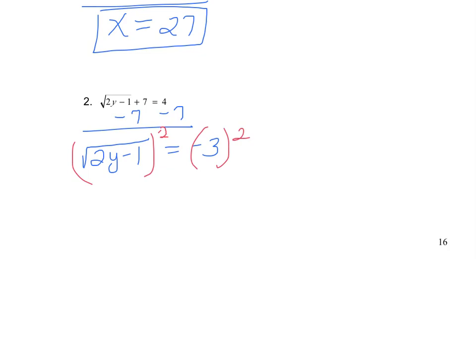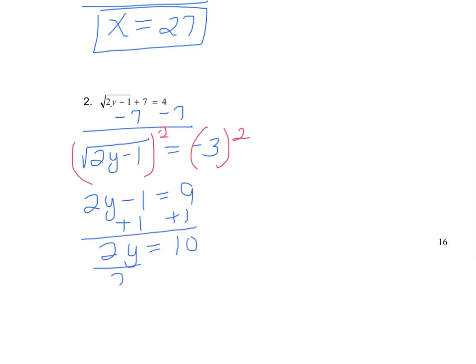So on the left we have 2y minus 1. On the right, a negative 3 times a negative 3 is a positive 9. So we're going to solve for y by adding 1 to both sides. 2y equals 10. We're going to divide each side by 2. y comes out to be 5.